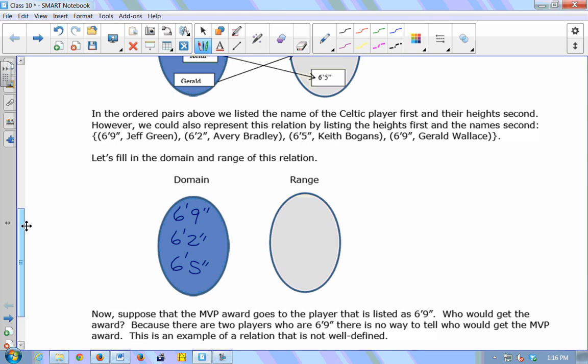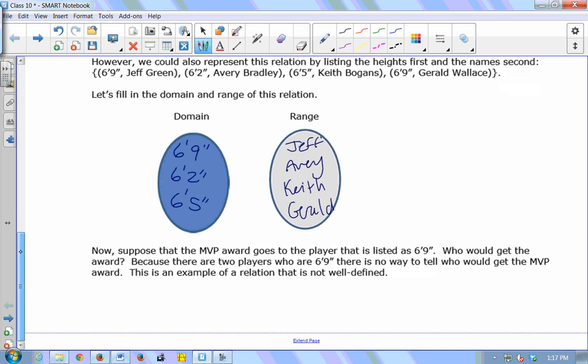And then my range is the second, the y coordinate of each of these points. And those are the names: Jeff, Avery, Keith, and Gerald. Okay, and then I could draw arrows, right? I could do 6'9" goes to Jeff and Gerald, and the 6'2" goes to Avery, and the 6'5" goes with Keith.